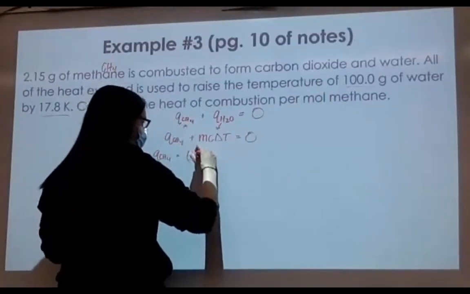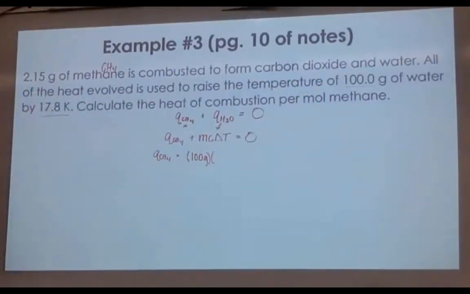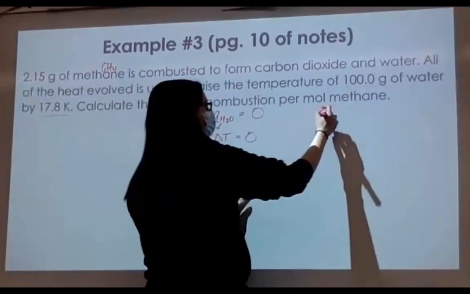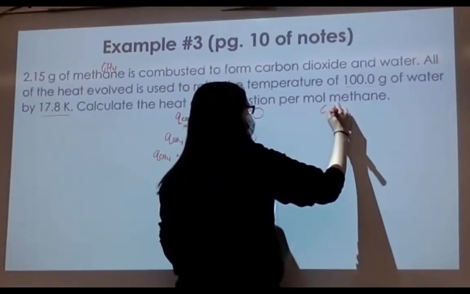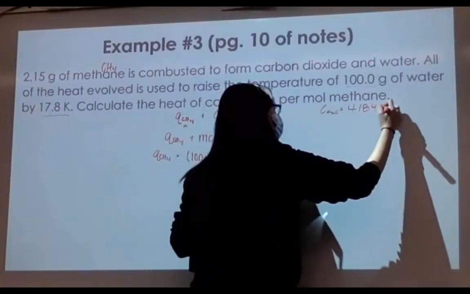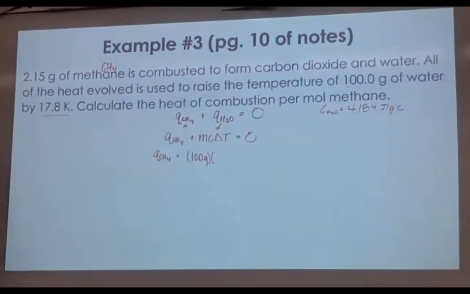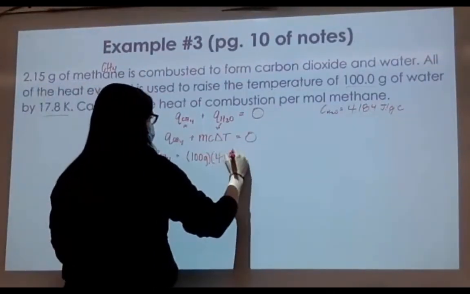We have 100 grams. Now, it didn't give us the specific heat of water. That's because we need to know the specific heat of water. Any other specific heat you'll be given, we want to know the specific heat of water. C of H2O is 4.184 joules per gram degree Celsius, or joules per gram Kelvin. They're the same thing. So 4.184.